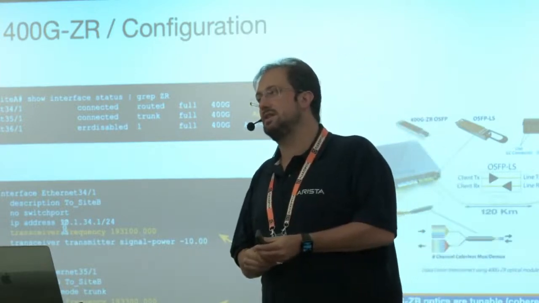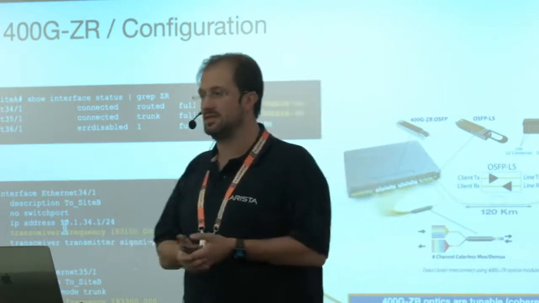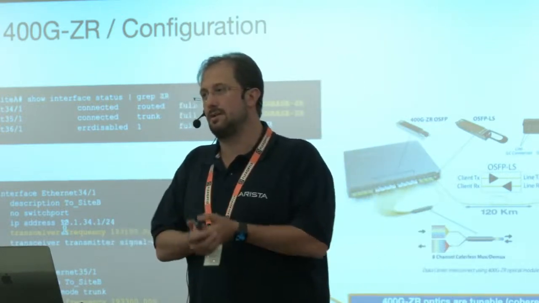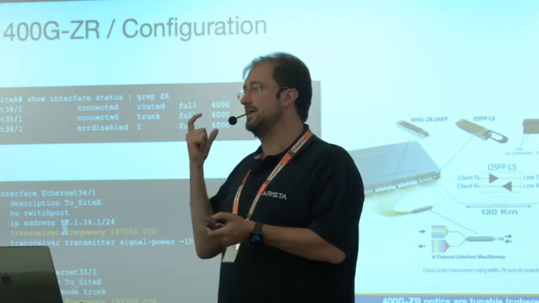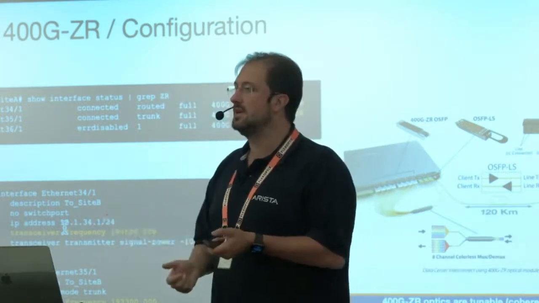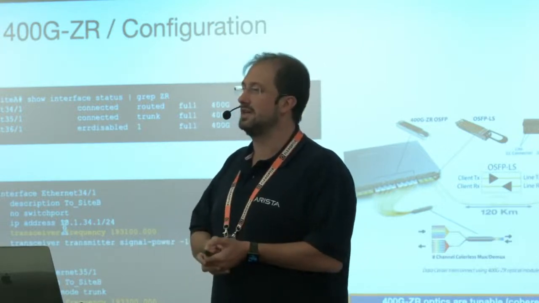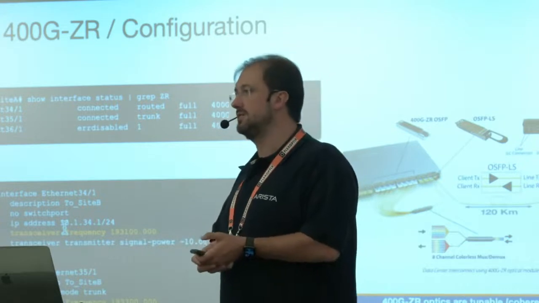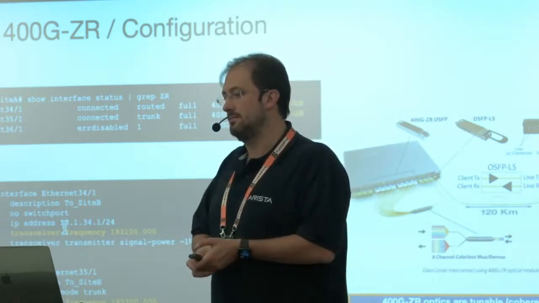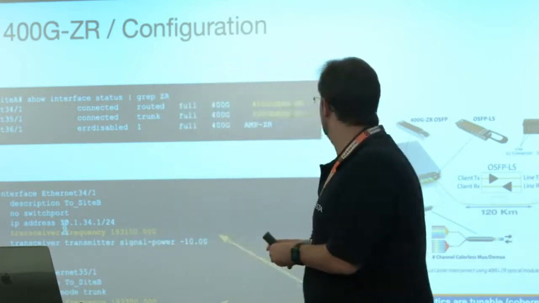Arista has a pretty neat solution for ZR. I mean, ZR itself is standard, right? But we have an amp and a booster in a transceiver form factor, which you can just plug into your switch, and pretty much a splitter cable, which offers you up to eight times 400 gig for that particular amp. This is the setup we pretty much used.